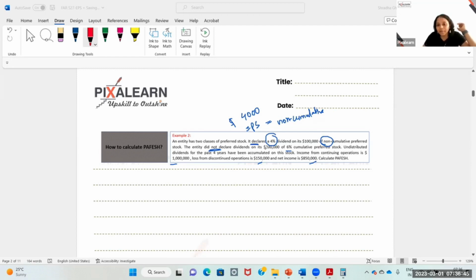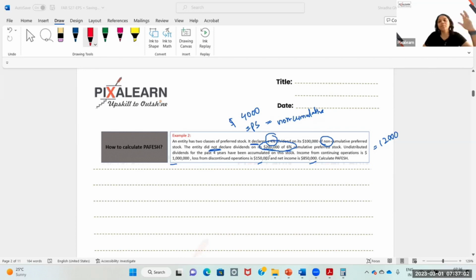So how much is this dividend, by the way? For this current year, it is coming to $12,000. 6% of 200,000 is 12,000. Yes or no? Now the question I want to ask you is, how much should we reduce from our net income?